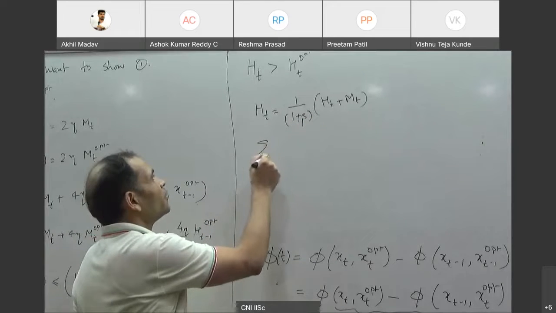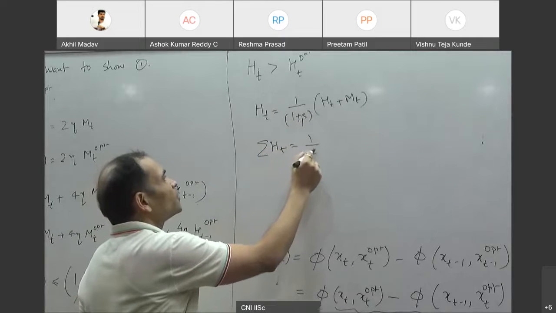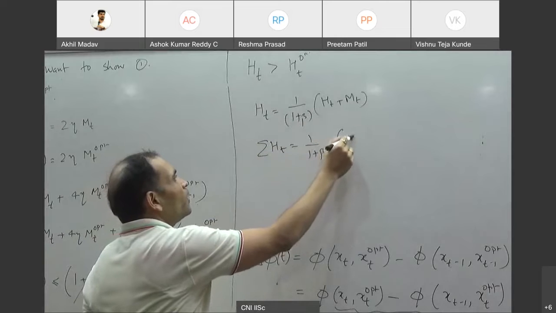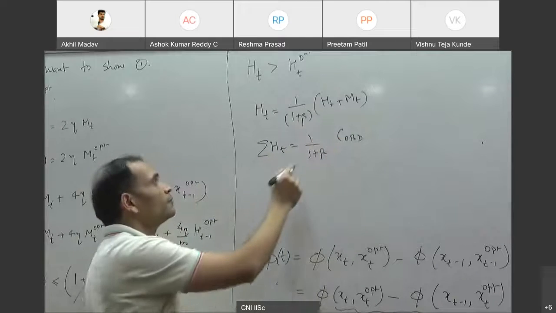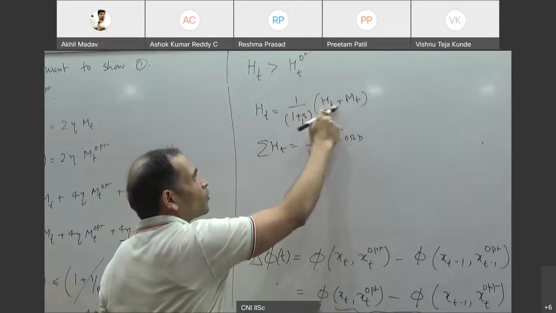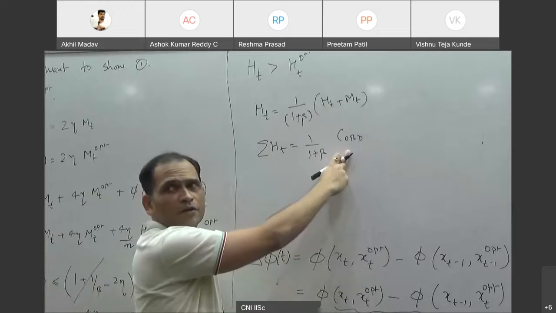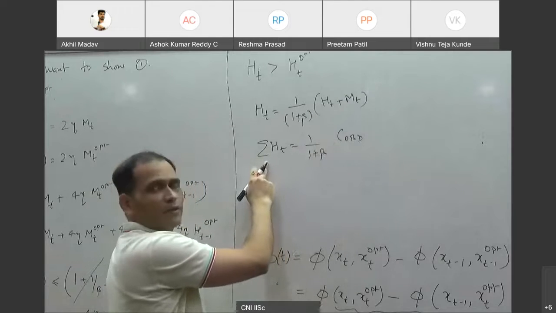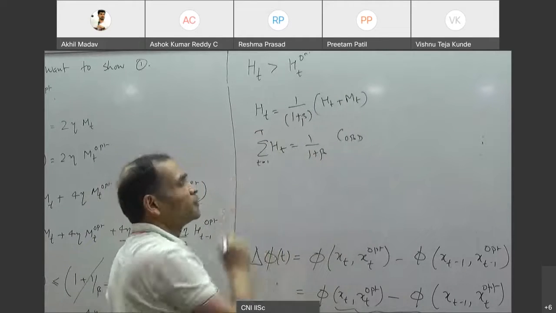So summation of H_t comes to 1 plus 1 by beta times the cost of OBD. If you sum it over all time t, by definition, it's the cost of the term. This is the summation of H_t over all time t.